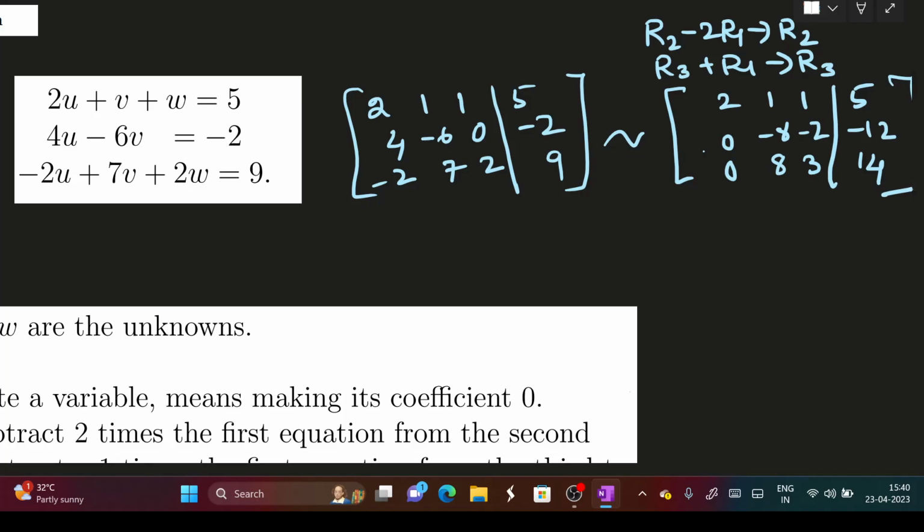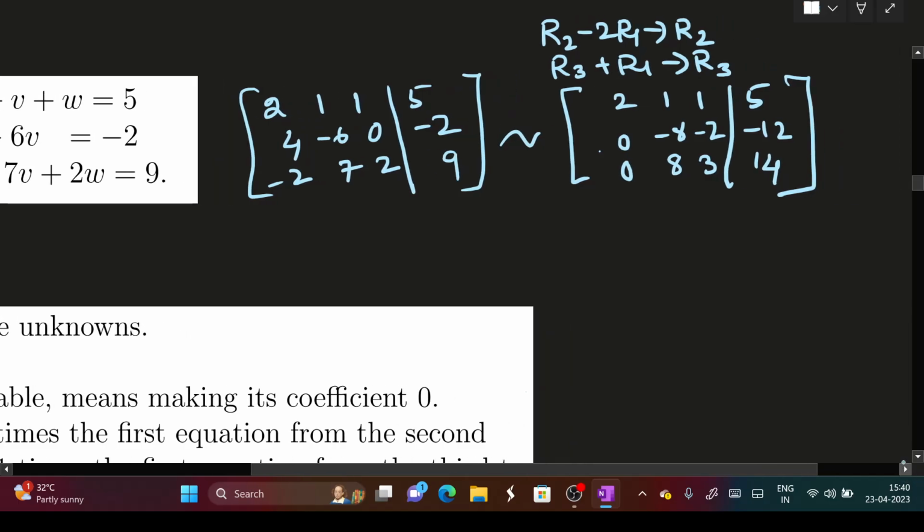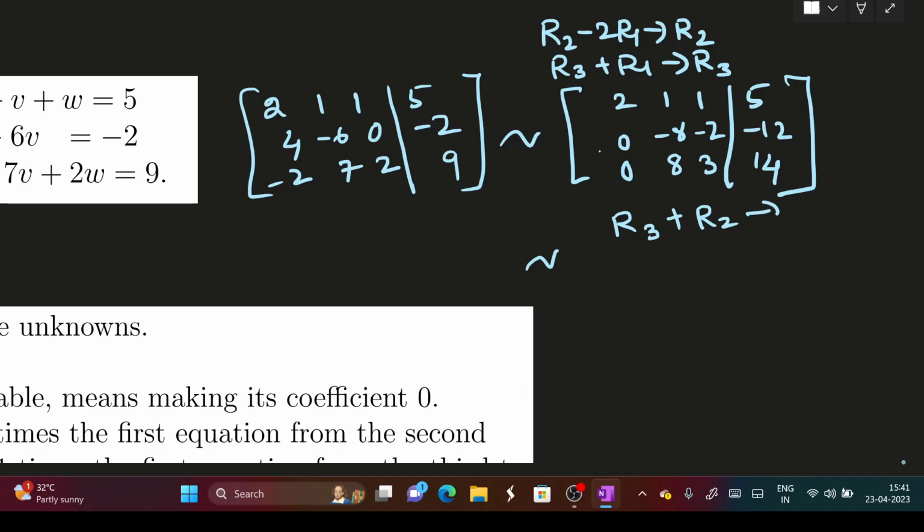So here, from the second and third equations, the coefficient of u is made 0. That is, the u variable is eliminated. Now, from the third equation, I want to eliminate my v variable. So what operation should I do? Here, third equation R3 plus R2 stored in R3. So here what will I get?